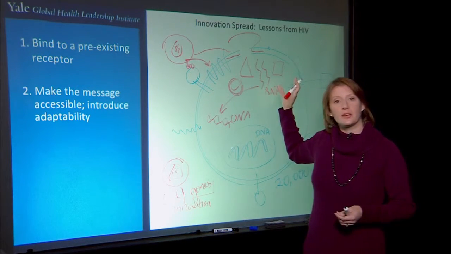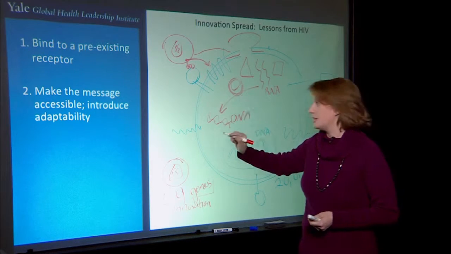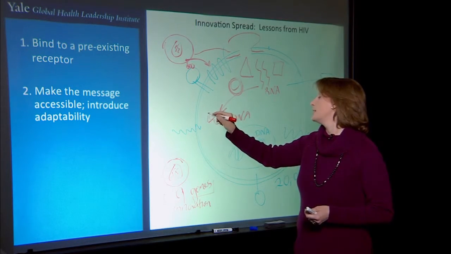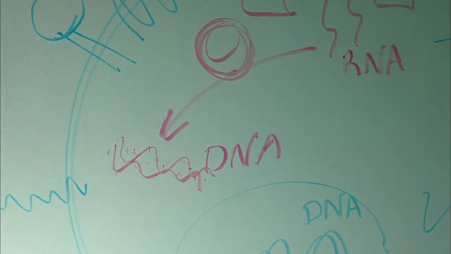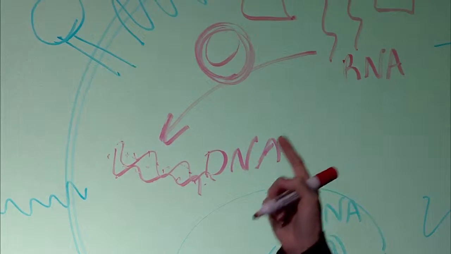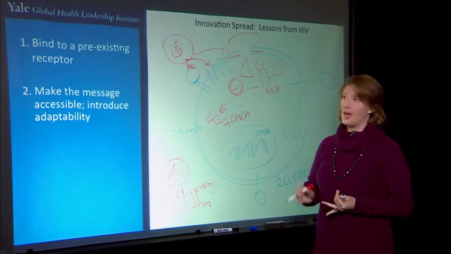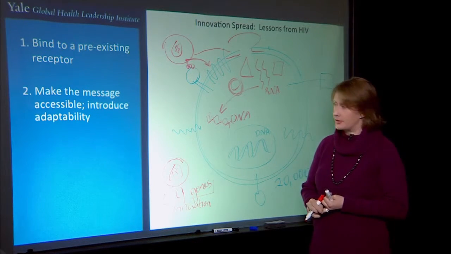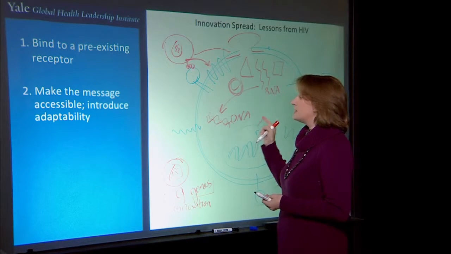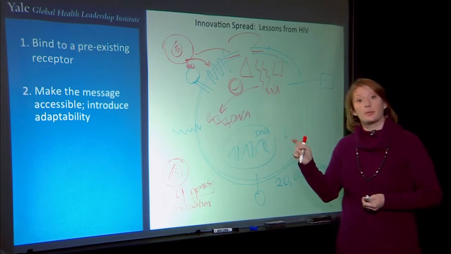Another thing that happens as HIV changes its RNA into DNA is that it introduces lots of little changes into the DNA itself. These are mutations, and this makes HIV incredibly adaptable. This is part of the reason why HIV is so good at spreading, and it's so hard for us to stop it. Our lesson for this is that the message of the innovation needs to be adaptable.